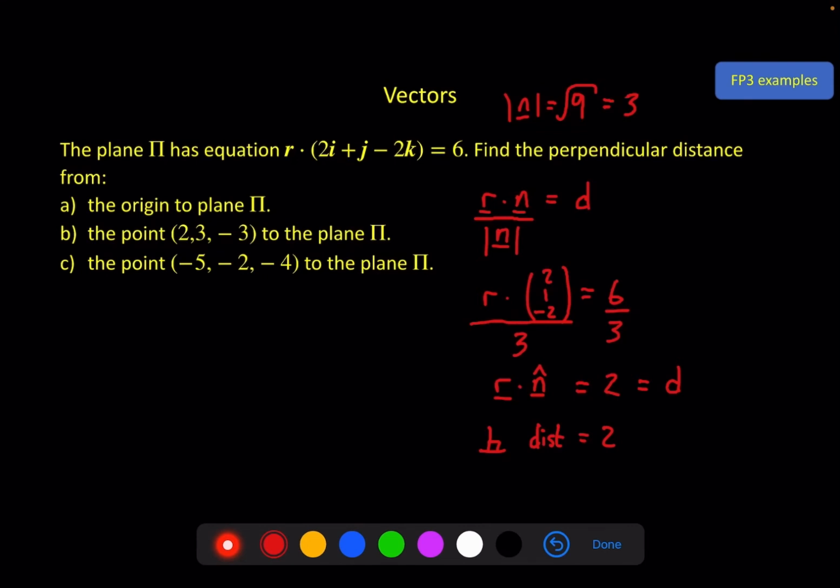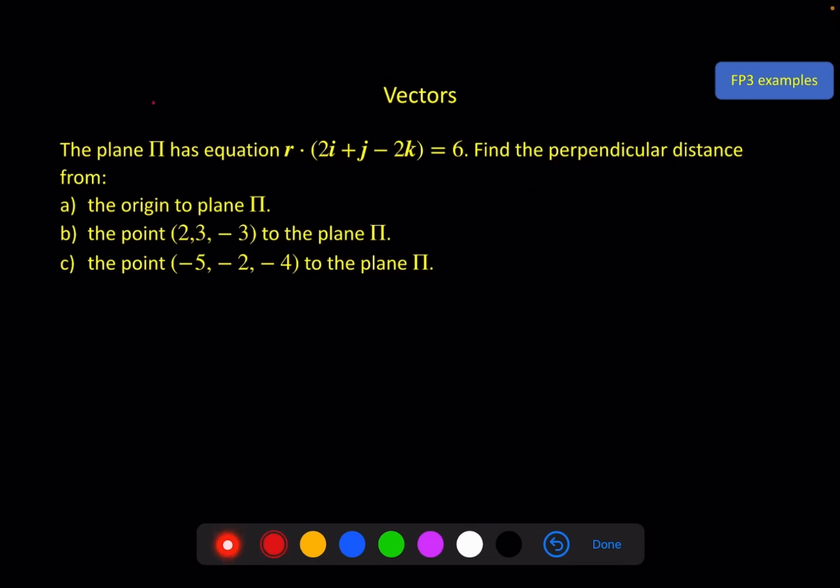However, the point (2, 3, -3) to the plane pi is a little bit different. So what I'm going to do is clear this, keep this, and start drawing a little diagram over here. So we've got pi, and here's the origin, and from the origin to the plane is a distance of 2 units.